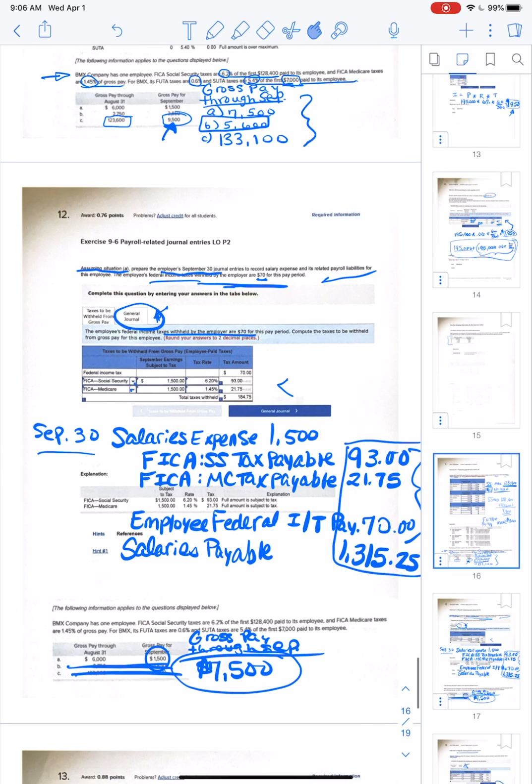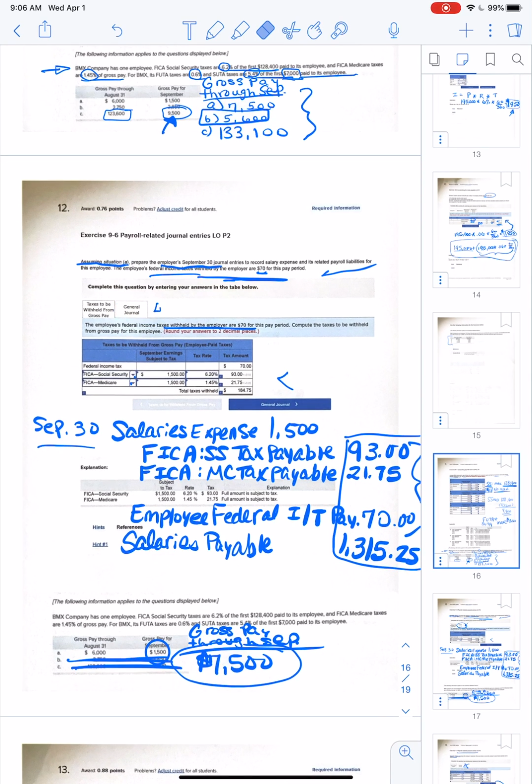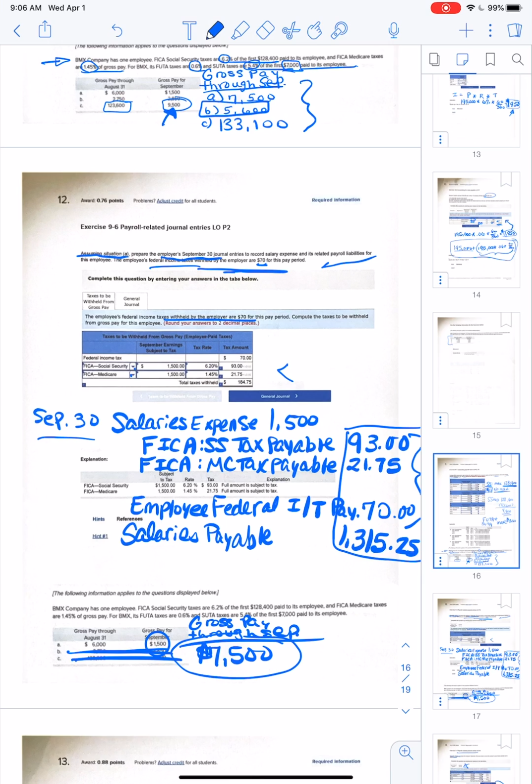And with number 12, what we're going to look at is exactly how we are going to show this in a table form. So it tells us here, assume situation A and prepare the employer's September 30th journal entries to record salaries, expense, and the related payroll liabilities for this employee. The employee's federal income taxes withheld by the employer are $70 for this pay period. So, unlike earlier where we had to actually look up this withholding rate on that table, here they were nice enough to just tell us how much was withheld. Please know how to work with the table. Please know how to use it if it is given to you in a question. Okay, I'm not sure how it'll show up on your exam just yet, but you should be familiar with it both ways.